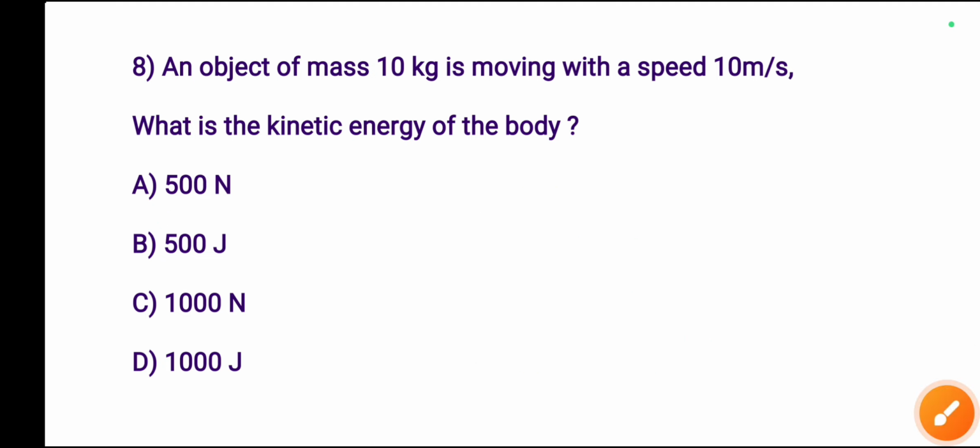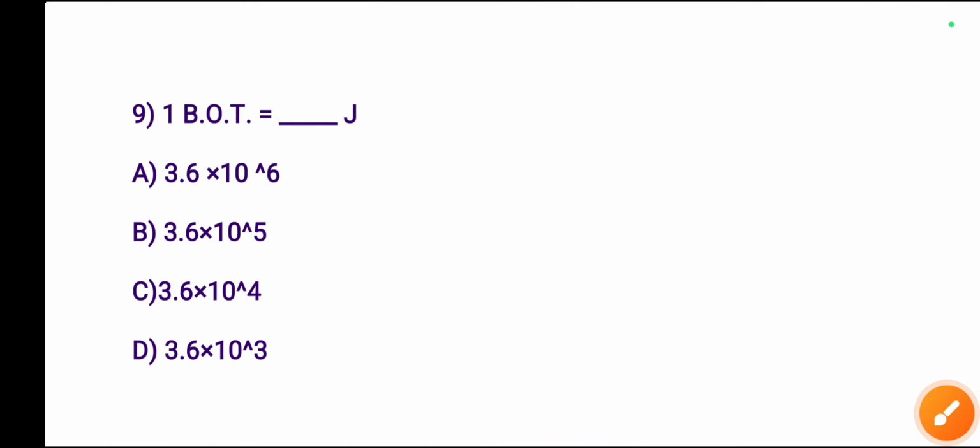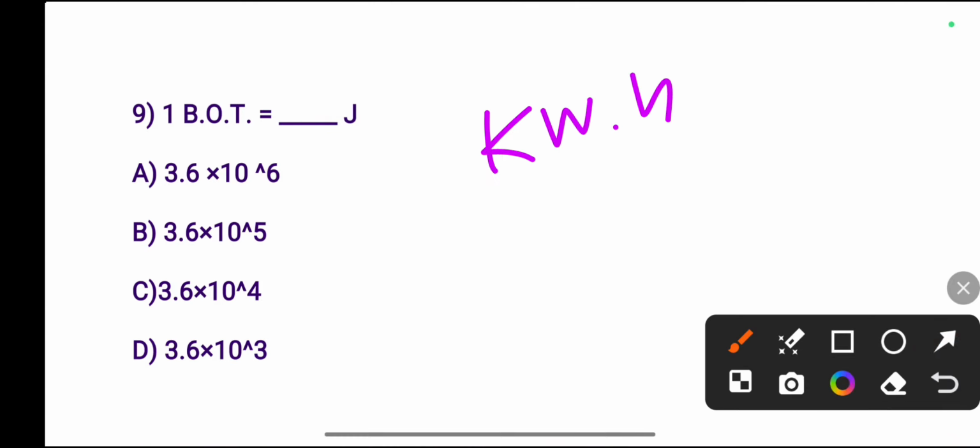Option B. Next, 1 BOT equals to dash joule. BOT, or kilowatt hour, is the commercial unit of electricity. So 1 BOT equals 3.6 into 10 to the power 6 joule. Option B is the right answer.